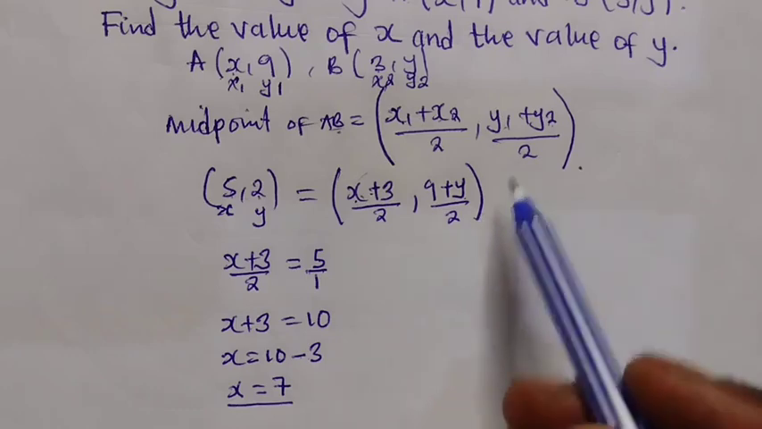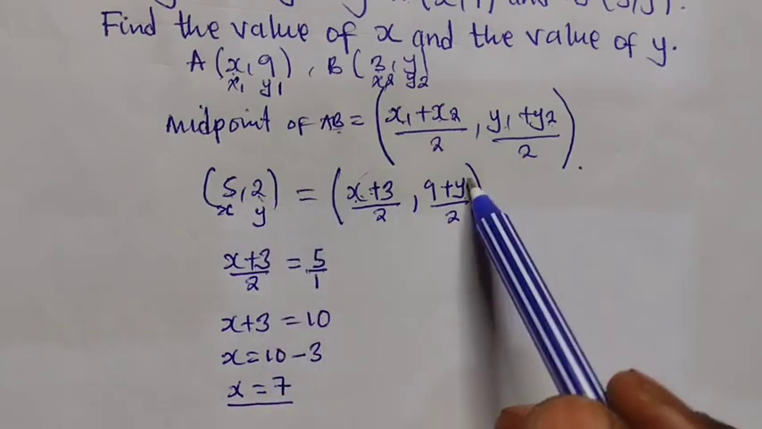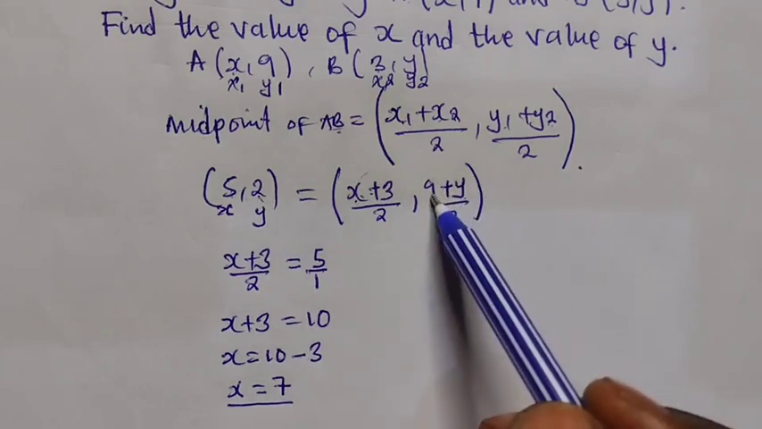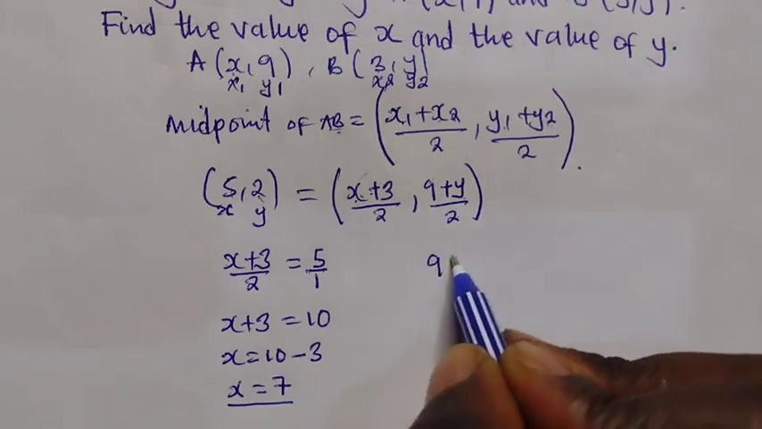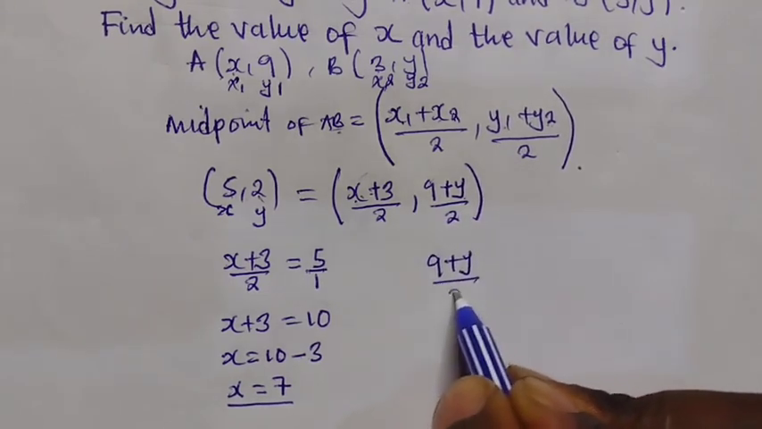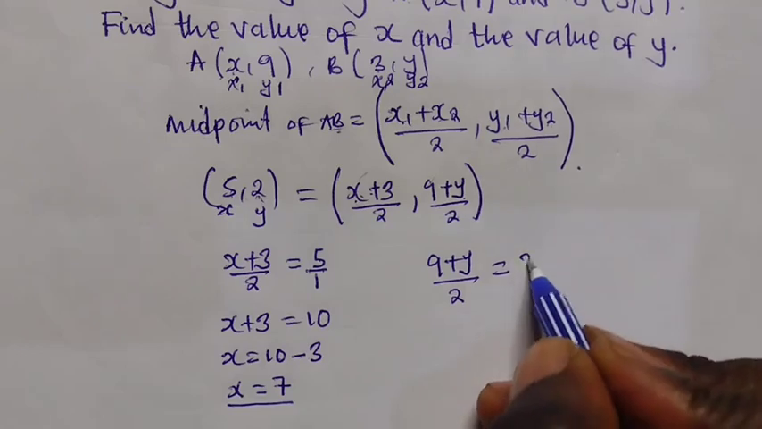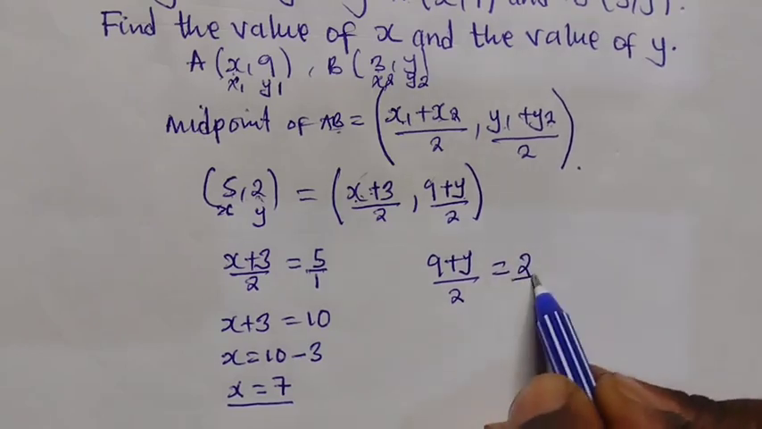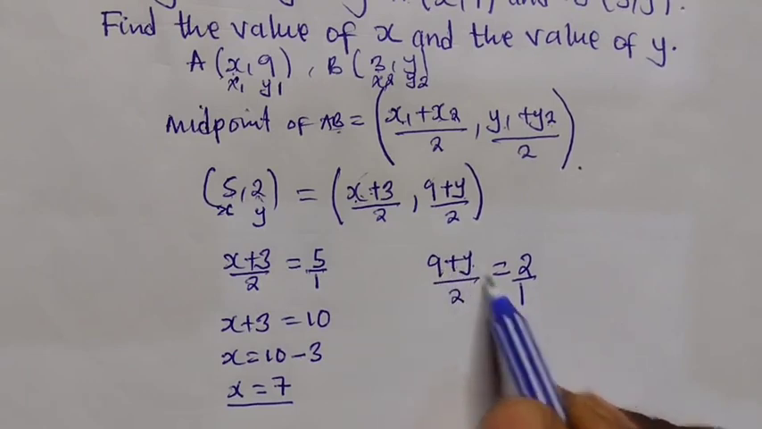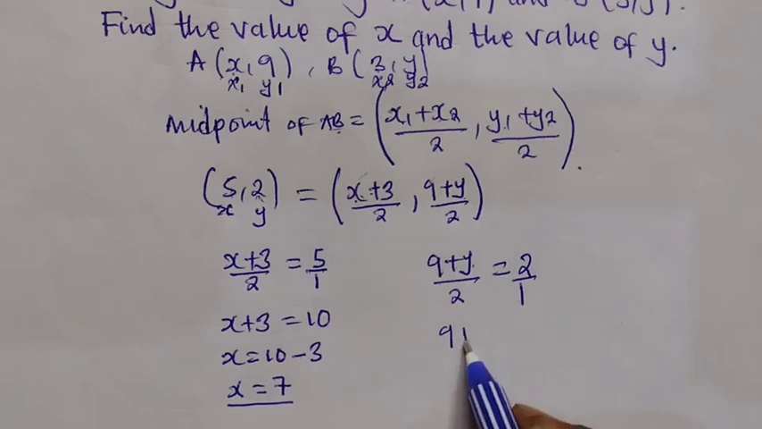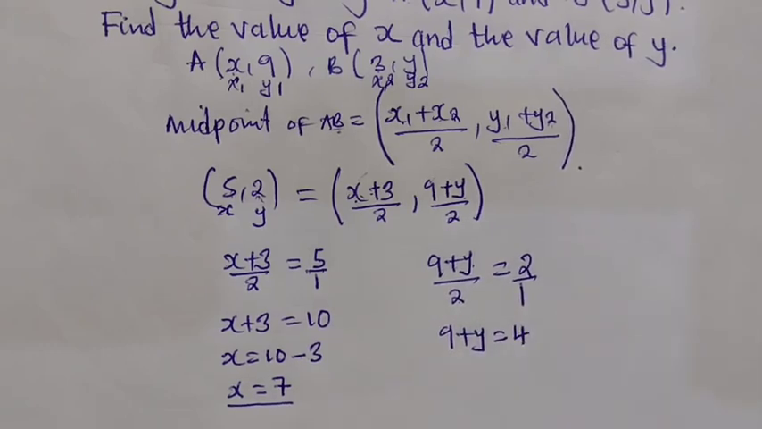Then to find y, the coordinate for y on the midpoint is 2. And here we have the coordinate for y, which is (9 plus y) over 2. So I write (9 plus y) over 2 and equate this to the coordinate for y, which is 2. I do the same, divide by 1, then we cross multiply. 9 plus y times 1 gives 9 plus y equal to 2 times 2, which gives 4.